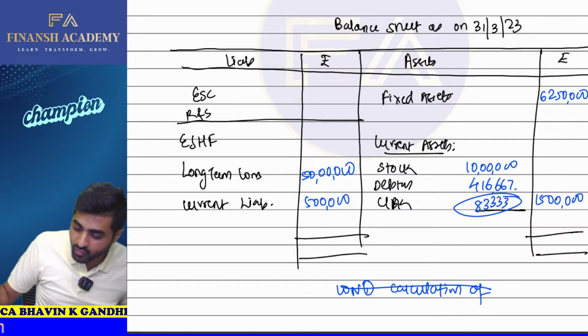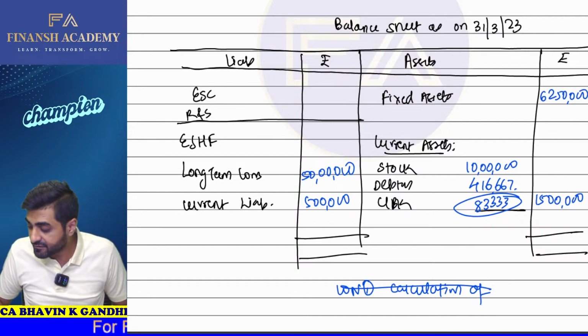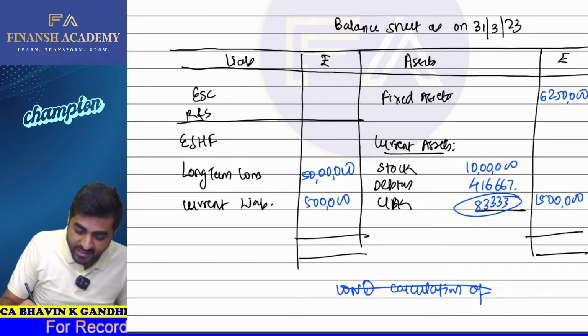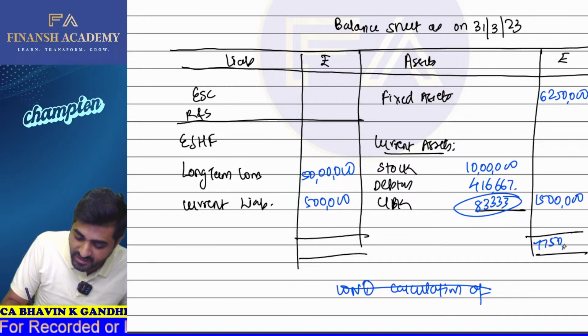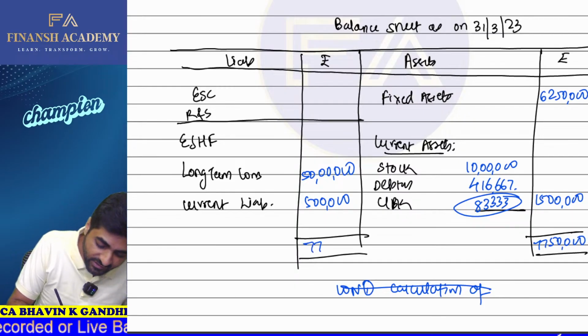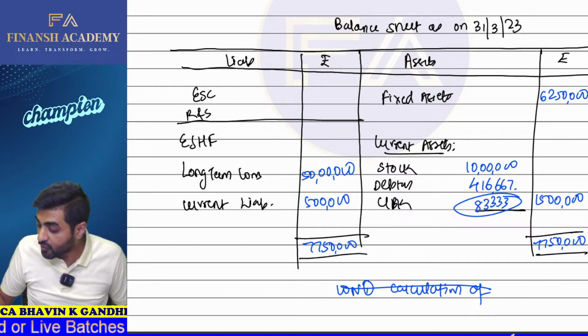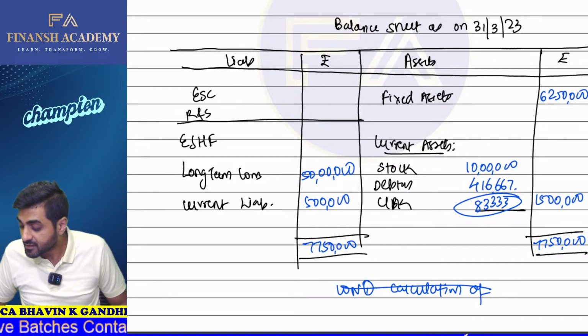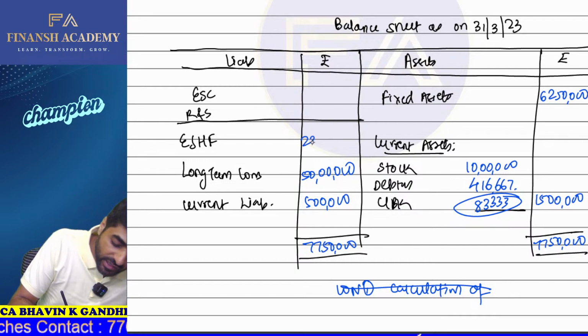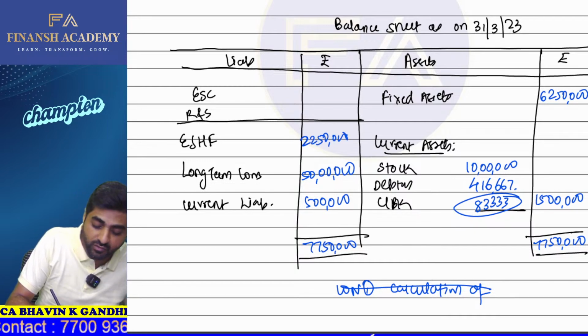With this, at least I know I have 77 lakh 50,000 as my balance sheet asset side total. This is also 77 lakh 50,000. From this, if I subtract 55 lakhs, what I get is 22 lakh 50,000, which is actually my equity shareholders funds.